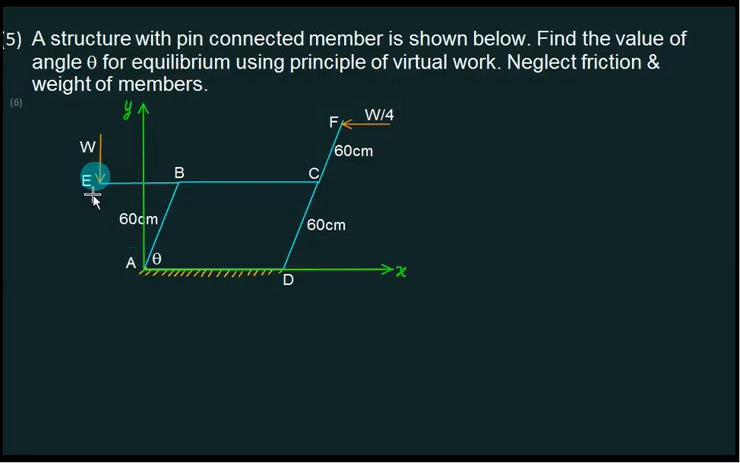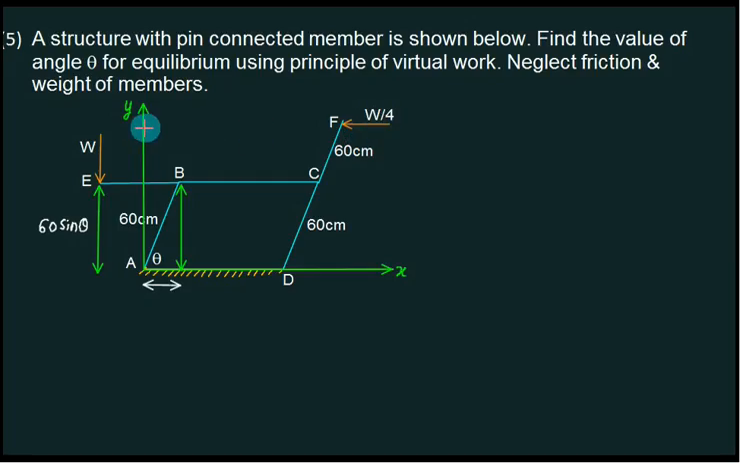Now we have shown two forces. One force is vertical, so I require the y coordinate for this. This y coordinate distance is the same as this distance. Is it a right angle triangle? And what is the hypotenuse? It is 60. Is it sin theta? So here the y coordinate is 60 sin theta.